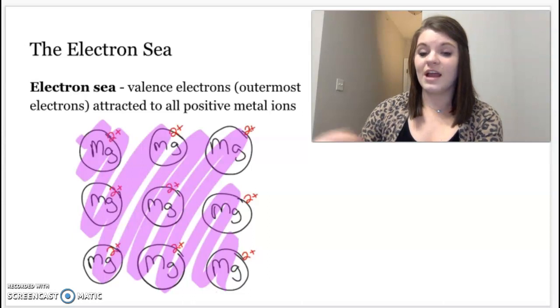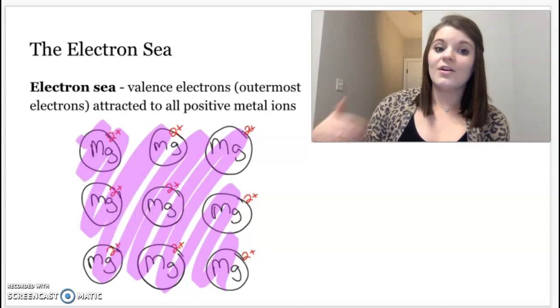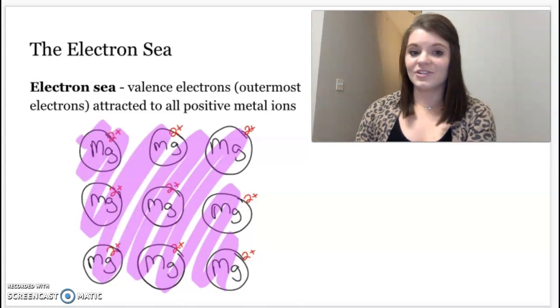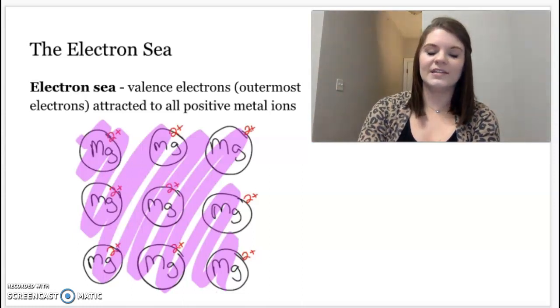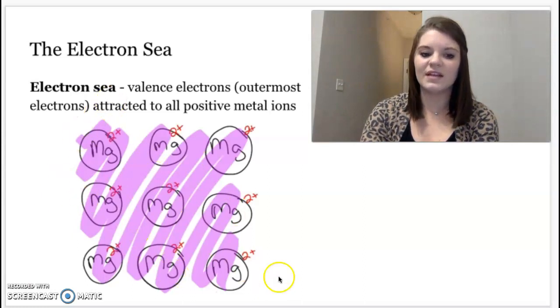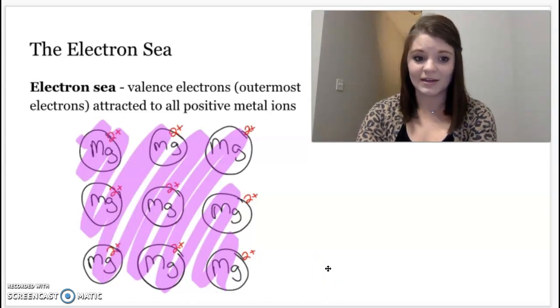We are now going to refer to the outermost electrons as valence electrons. An electron sea is valence electrons attracted to all the positive metal ions. So we have a smear of electrons all over the crystal lattice of magnesium here. Those electrons are shared by all of the magnesium atoms.